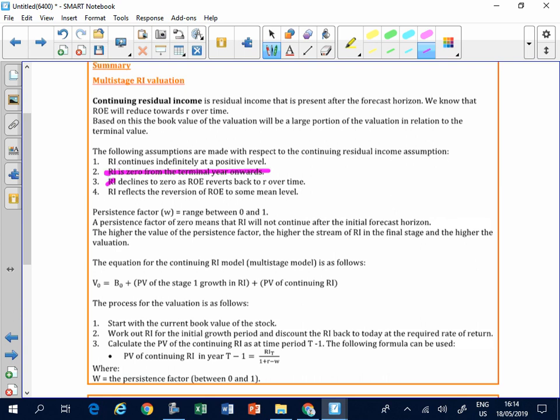Then the other one is the residual income declines to 0 as ROE reverts back to R over time. Okay, that's fine. So it'll take a long time to get there, and it reflects the reversion of ROE to some level of mean. So maybe you still get a positive ROE, but not massively. Maybe it's one of those sectors where the guys just don't want to build additional capacity, it's too much of a hassle.